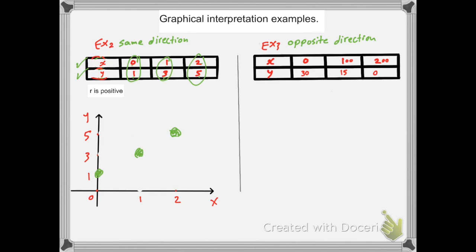Now, for those 3 green points, is it possible to connect them by one line like this or not? Yeah, possible. The name of this line is the regression line.